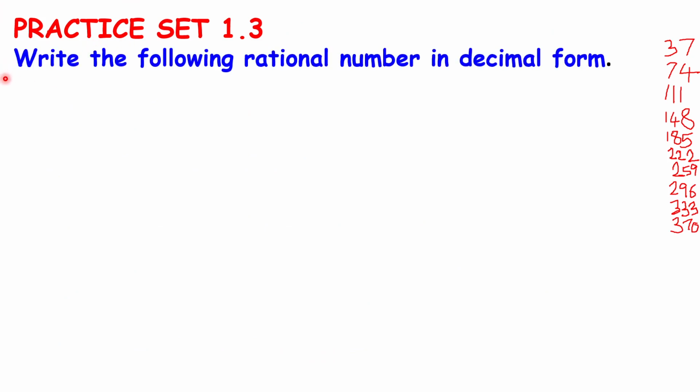Practice set 1.3. Write the following rational numbers in decimal form. We have to write the rational number in decimal form. The first example is 9 upon 37.